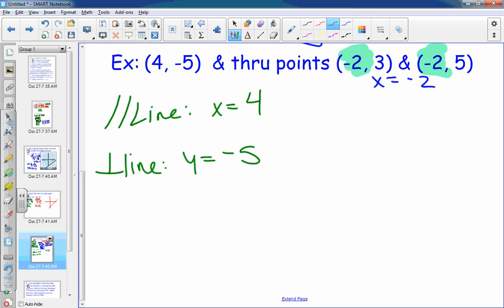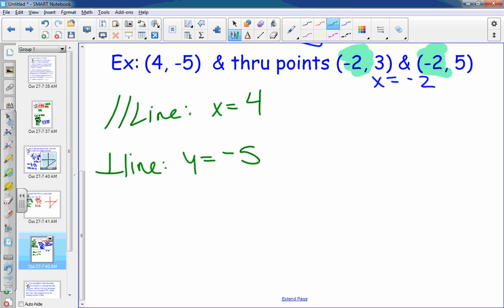I guarantee tomorrow you're going to have a problem like this on parallel and perpendicular. I have covered it and covered it with you, haven't I? Parallel means the same, so it's the same letter. Perpendicular means opposite, so it's the opposite letter. Do we all understand that? That's all you have to do. Questions, comments, concerns on parallel and perpendicular?